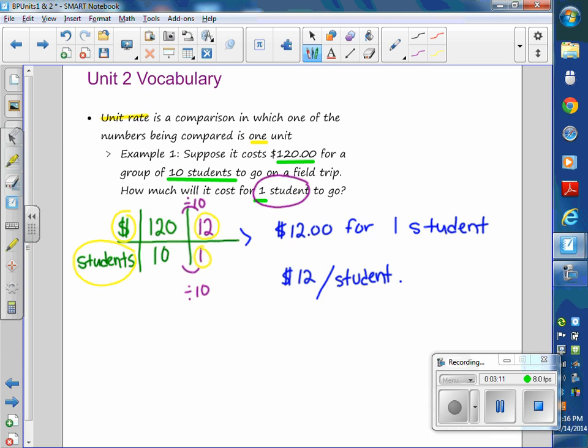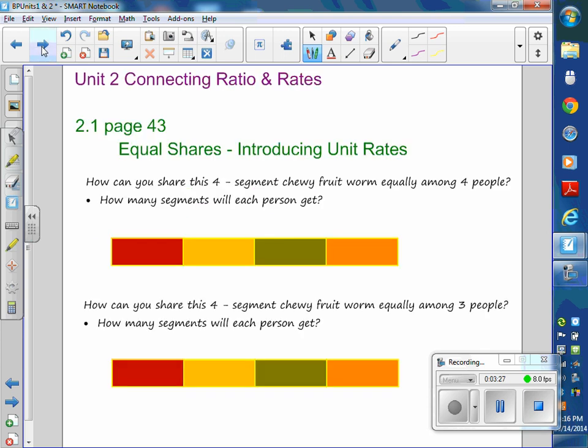So one of the goals in Unit 2 is to understand what a unit rate is, so you'll be able to find the unit rate throughout the unit. Okay. The next thing is the first part of your book for Unit 2. It starts on page 43. And that's where it talks about unit rates.